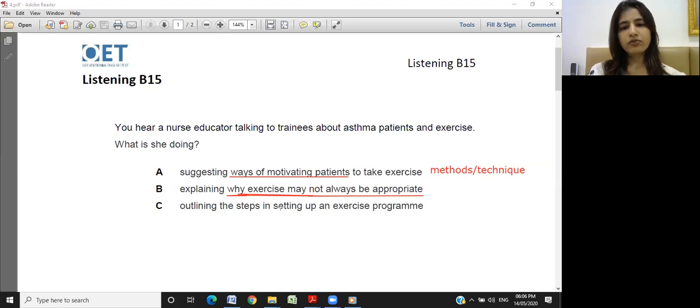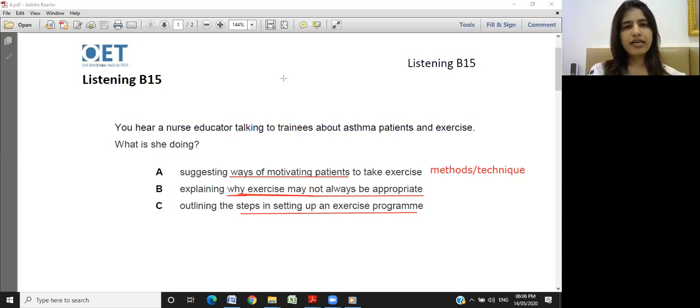So maybe first you would check how much is the patient's tolerance, what is their current situation, how much is their PEFR, how much exercise would they be able to tolerate. Then you go on to set up exercise for them, when you would decide how frequently they should do it, and for how much duration they should do that exercise. So steps in setting up an exercise program.